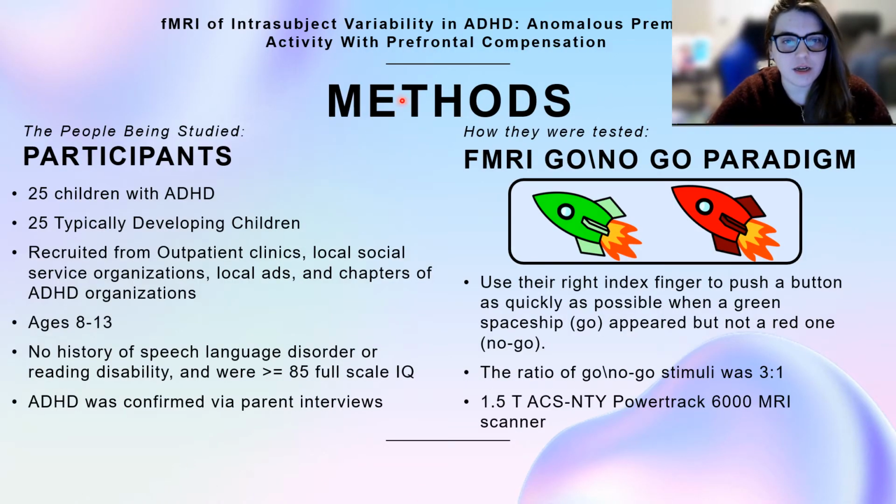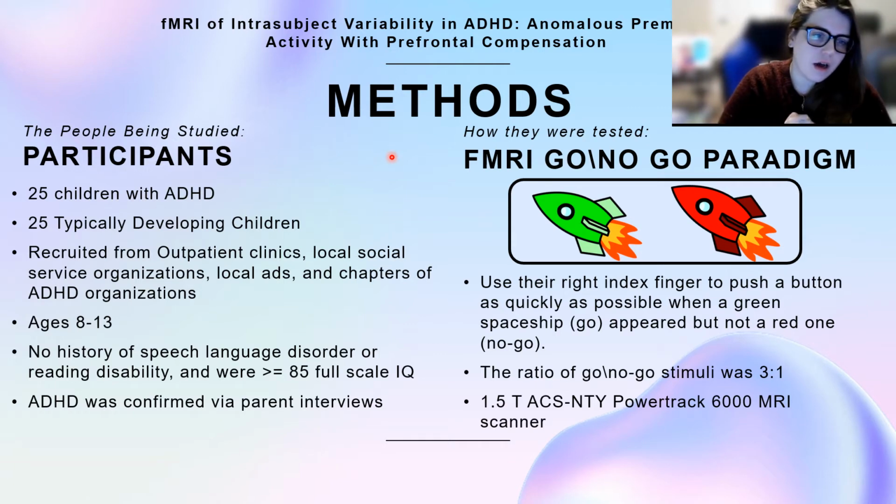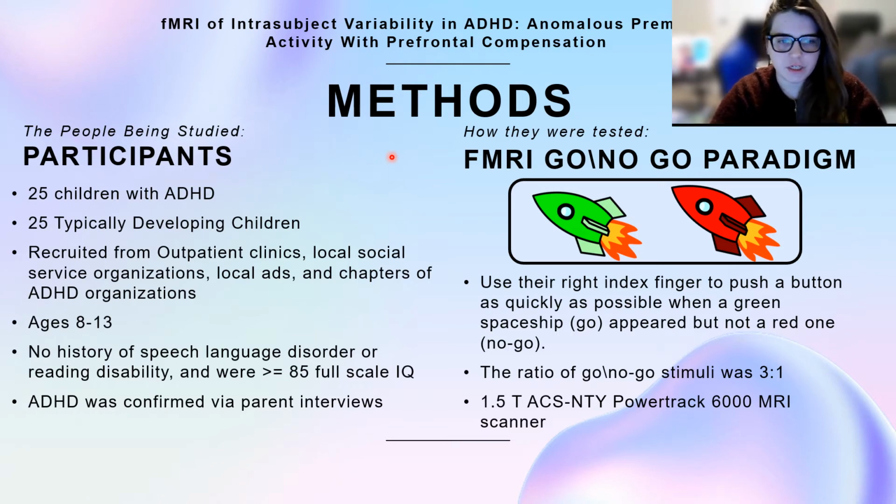Now moving on to breaking down the methods a little bit. I'm just going into a little bit more depth about the participants. There were 25 children with ADHD and 25 typically developing children, as they referred to them, as a control to compare to. They were recruited from various places, all ages 8 to 13, with no history of speech or language disorder or reading disability, and were all around the same level of intelligence. The ADHD was confirmed via parent interviews before this even went forward. And so what was the test?